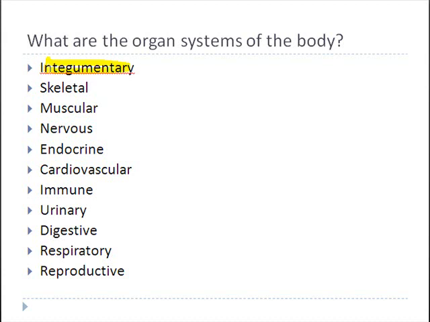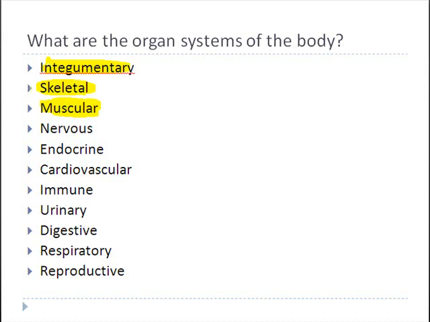The integumentary system is a system that includes your epidermis and your dermis, and it's the largest organ in your body, your skin is, and it's responsible for all kinds of things like protection, secretion, absorption, etc. Your skeletal organ system is all of your bones, ligaments, and tendons, and it's there for support and protection. Your muscular system allows you to move in your environment.